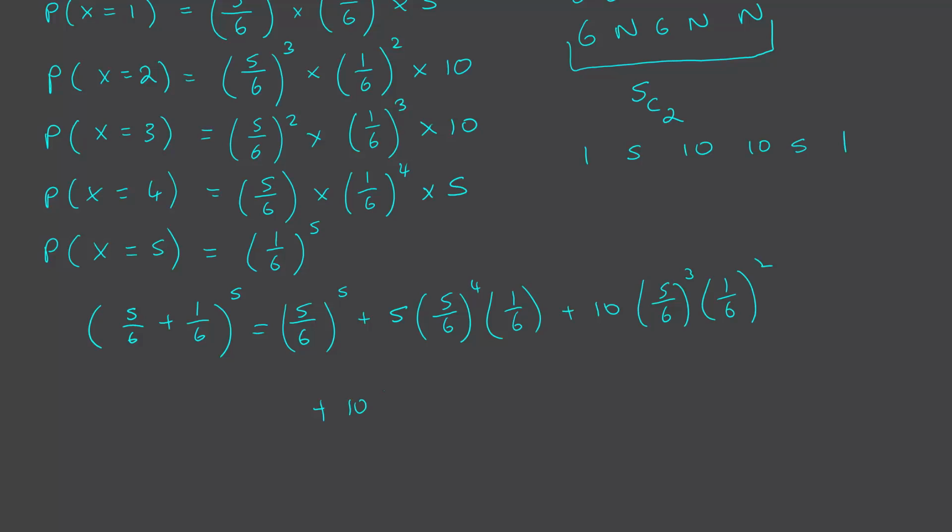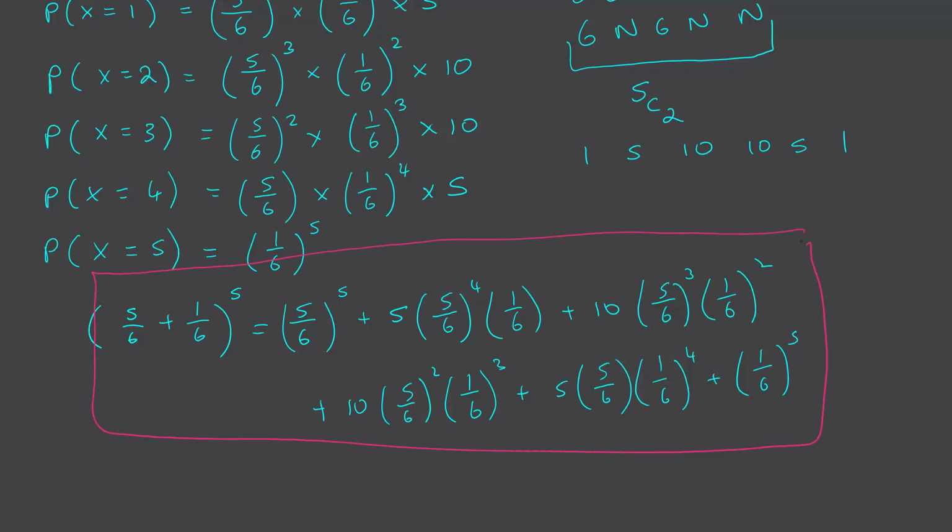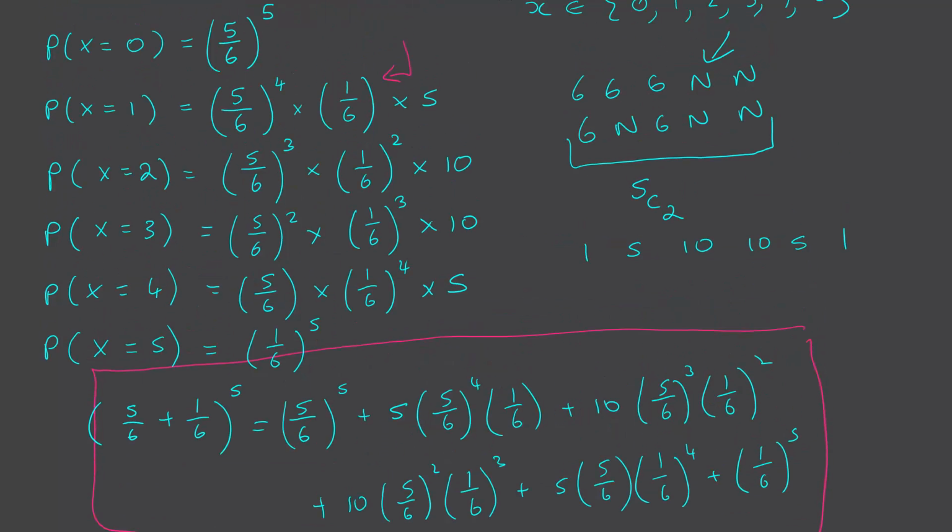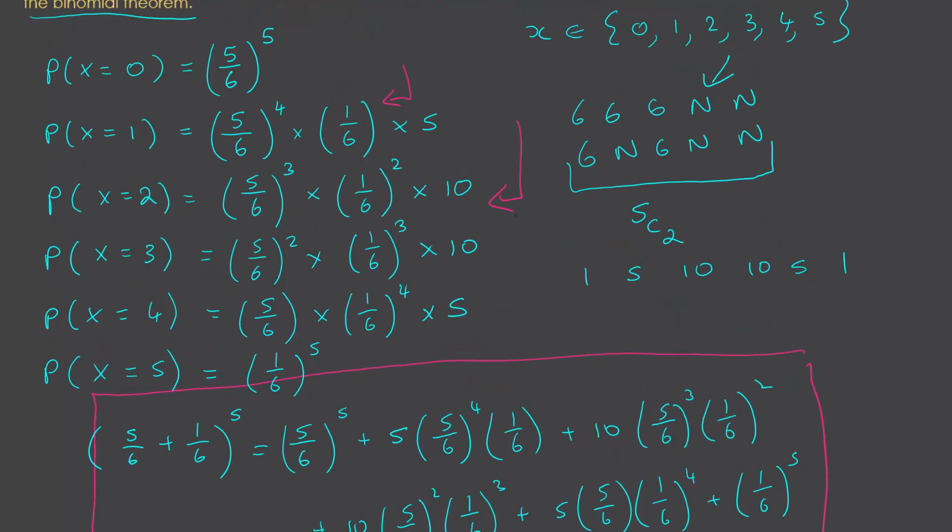And then we'd have 10, 5/6 squared, 1/6 cubed, 5 lots of 5/6, 1/6 to the 4, and then 1/6 to the power 5. So at the bottom here, we have the binomial expansion, and the terms of that are the probabilities that we calculated up here. And so the binomial distribution is related to the binomial expansion.